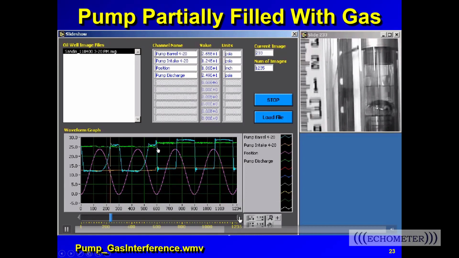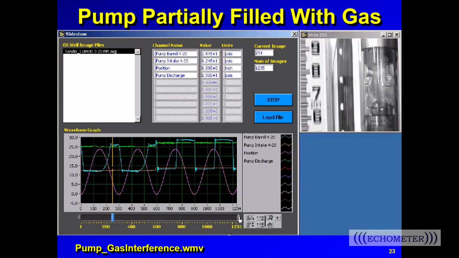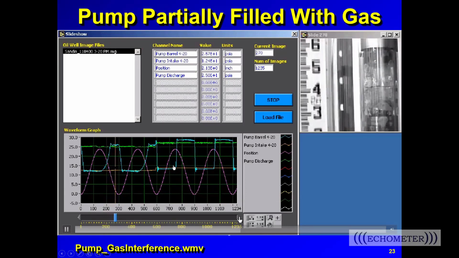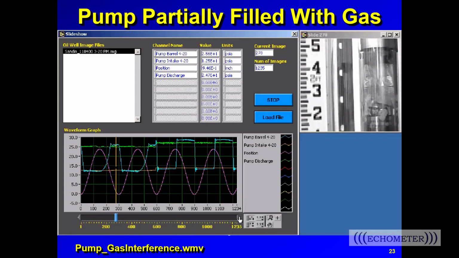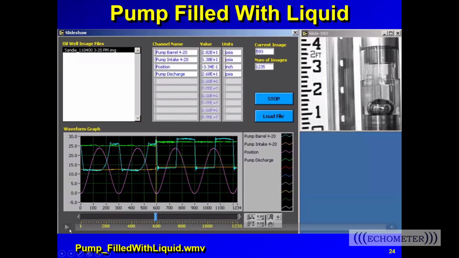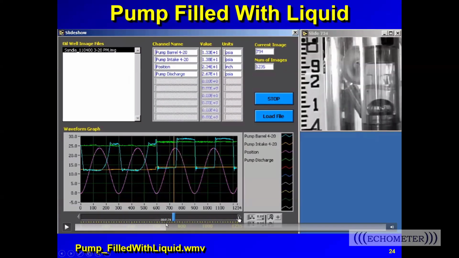What happened here is the researchers changed the conditions on the unit so that for this next stroke, there's no gas interference. There's no gas at the pump intake or entering the pump, and the pump is full of liquid. So on the downstroke, let me move this a little bit further here.